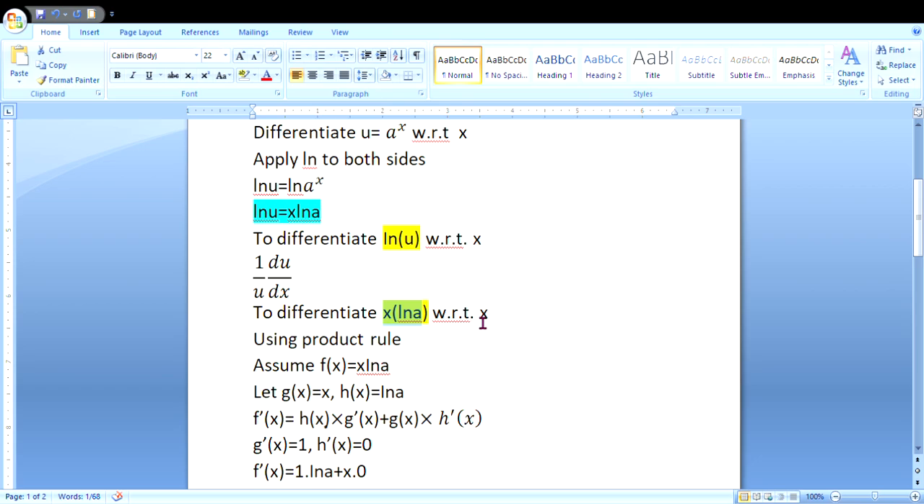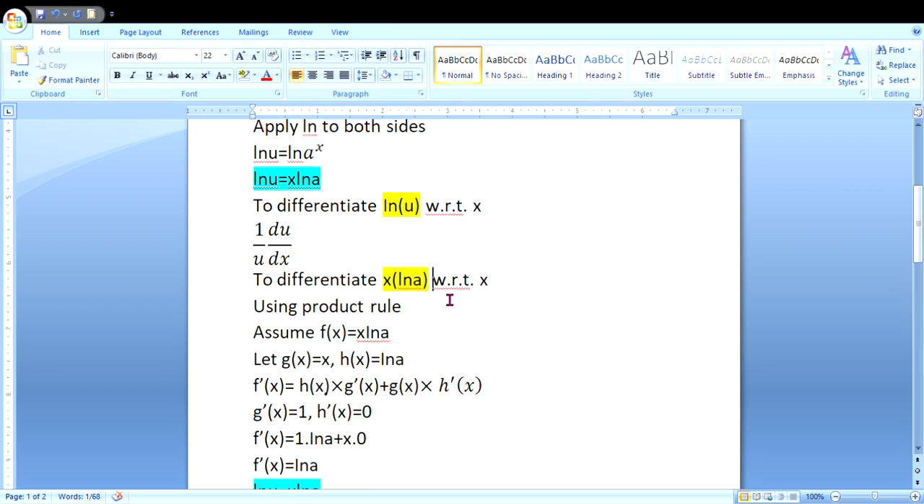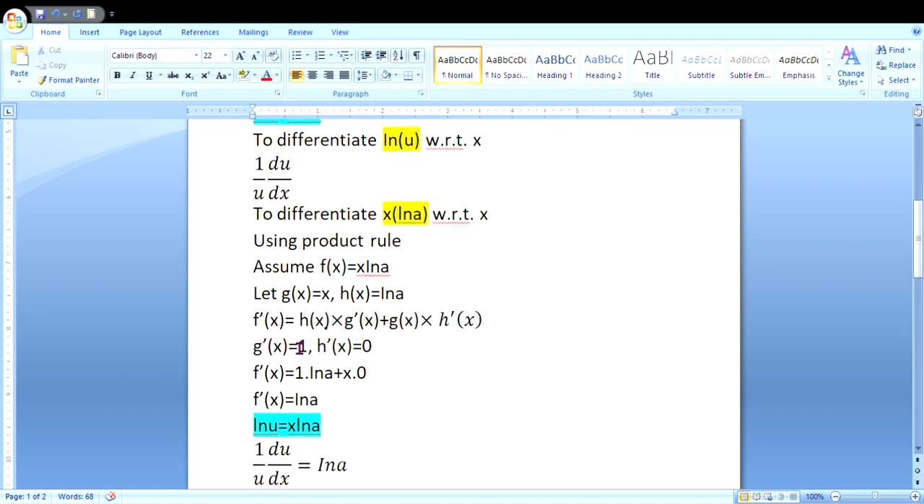Now our choice of g of x and h of x, we can pick any of them, but here I say let g of x be equal to x. In that case, h of x becomes ln a. So for the product rule, f prime of x is equal to h of x times g prime of x plus g of x times h prime of x.